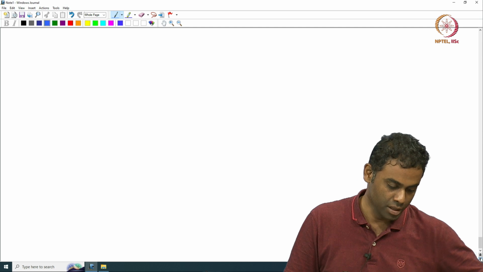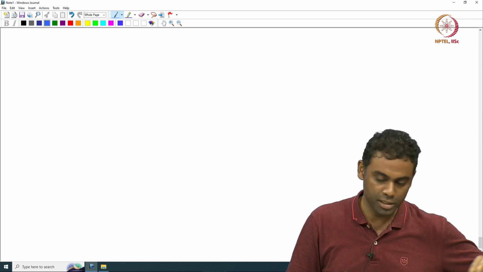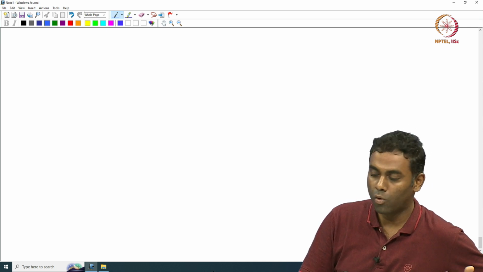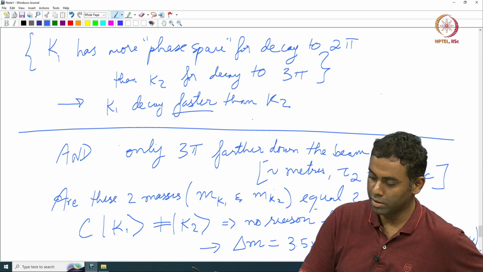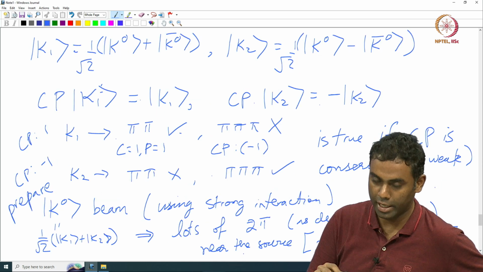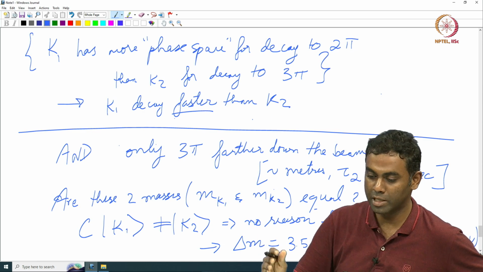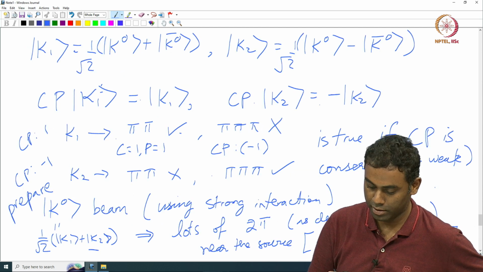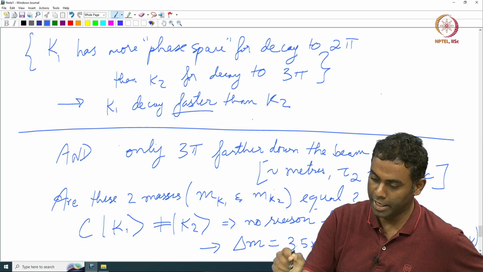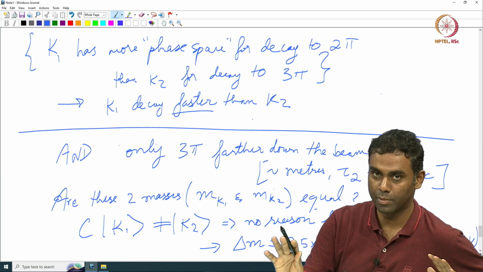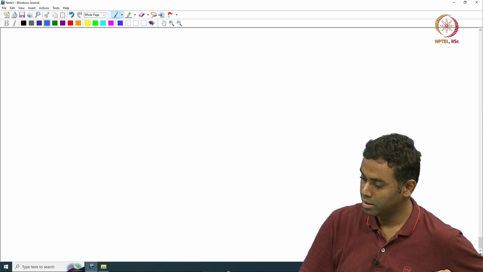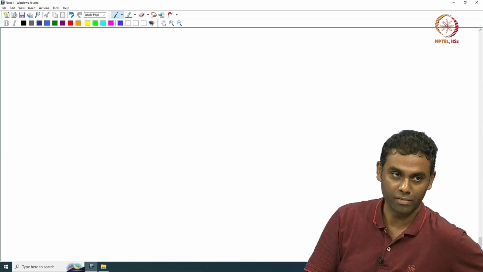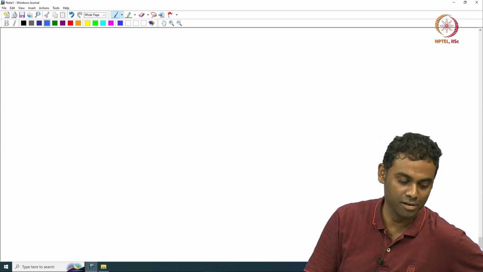Very good. So with that in mind, let us go back to the 2 pions and the 3 pions, right? So we saw that if CP is conserved, you will get lots of 2 pi's near the K0 that you prepared and only 3 pi's far away from the beam, because all the 2 pi's have decayed away. So only the K2 part is left and the K2 will decay to 3 pi's, correct? But that is not what was observed, okay? That is really the shock here.